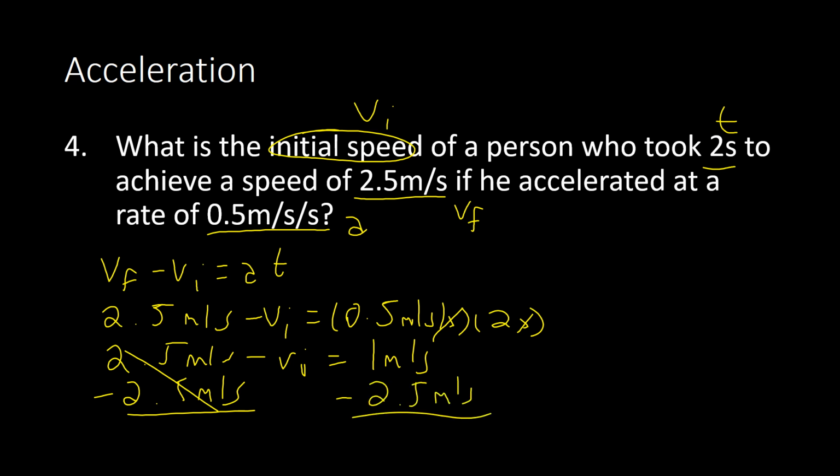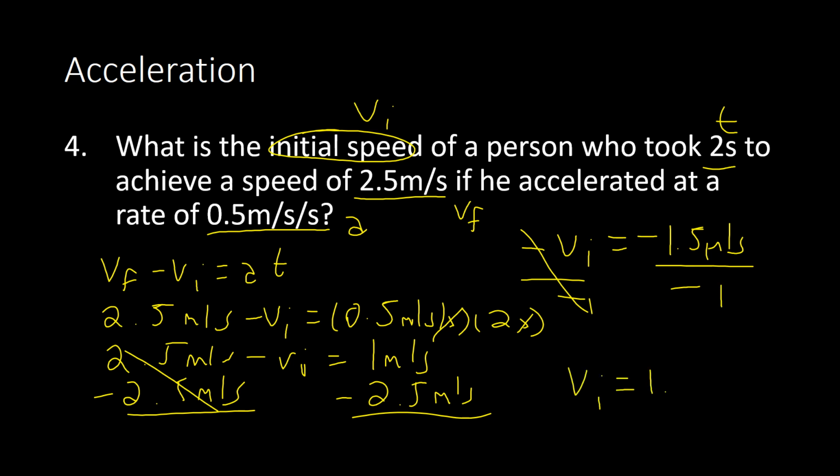Okay, so that's going to leave me with negative VI equals negative 1.5 meters per second. Then I'm going to divide by negative 1 to get rid of the negative 1 in the front. So I have VI is 1.5 meters per second. And that's really the hardest thing you could be asked to solve for in an acceleration problem is the initial velocity, just because it takes that one extra step of dividing by the negative 1 at the end.